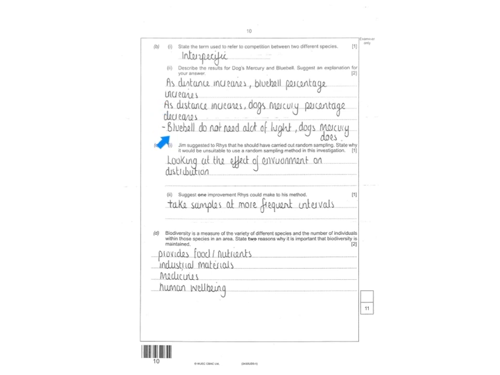So what it's telling us is that the bluebell does not need a lot of light, because as the distance into the woods increases, the light intensity would be decreasing because of the coverage from the trees, whereas dog's mercury needs light.